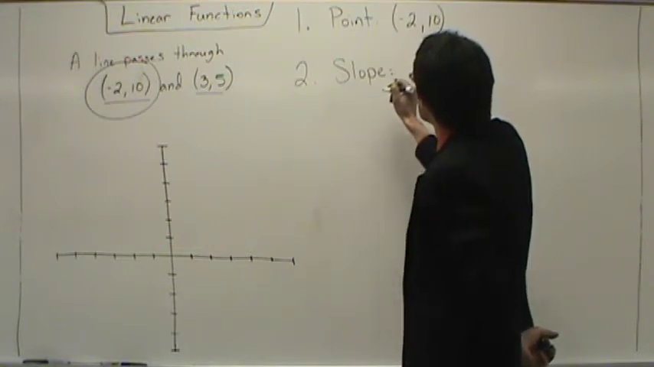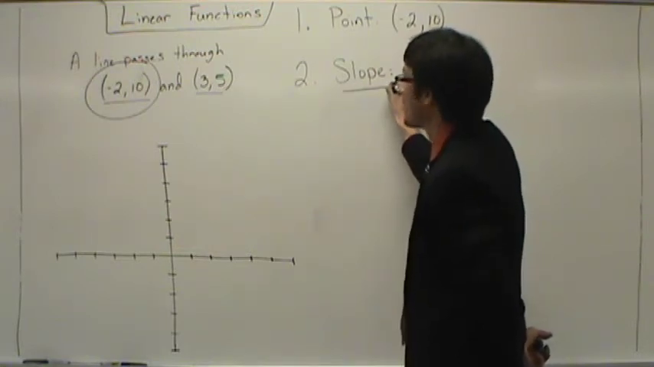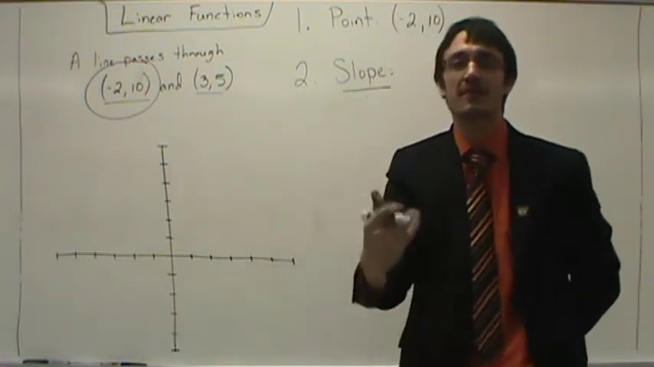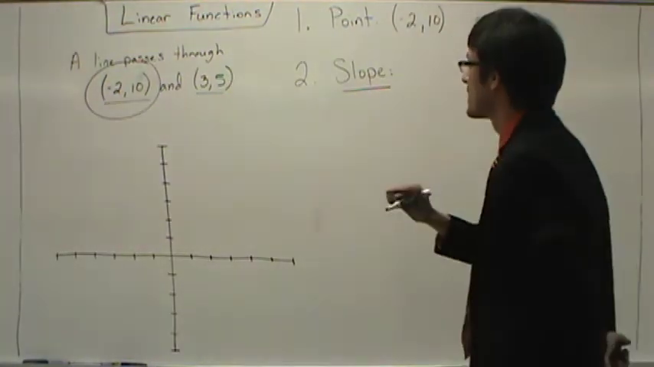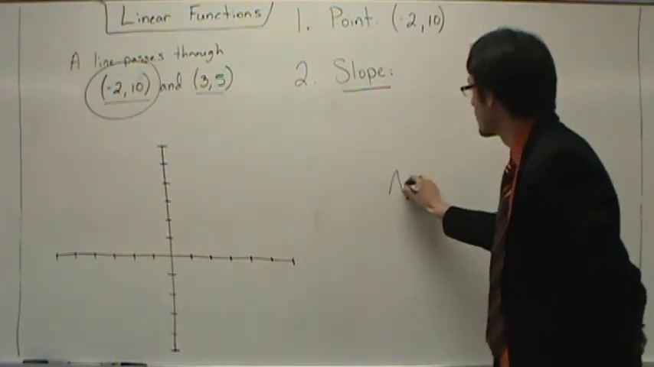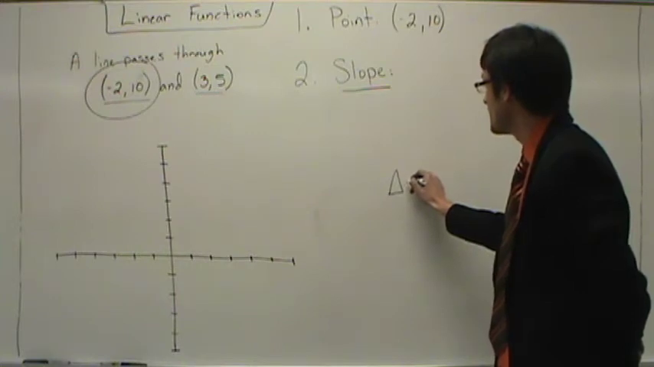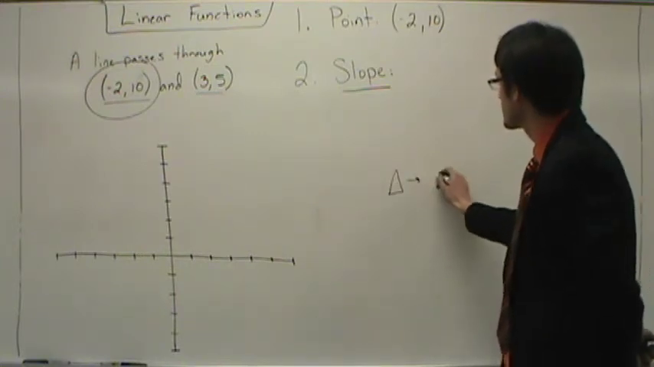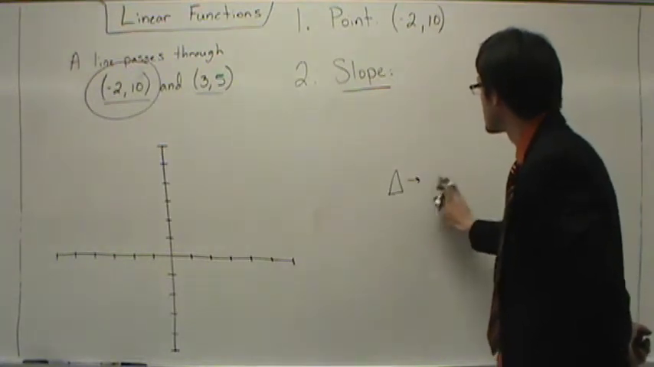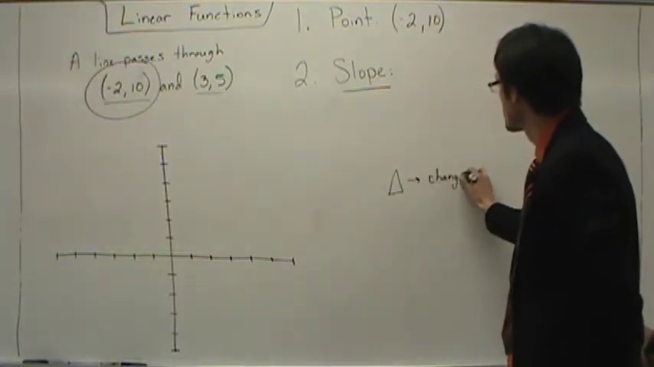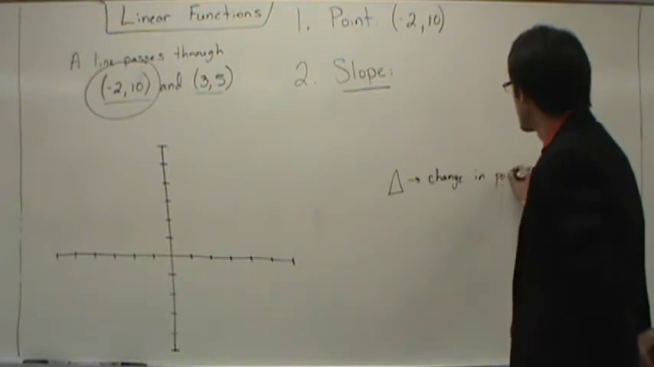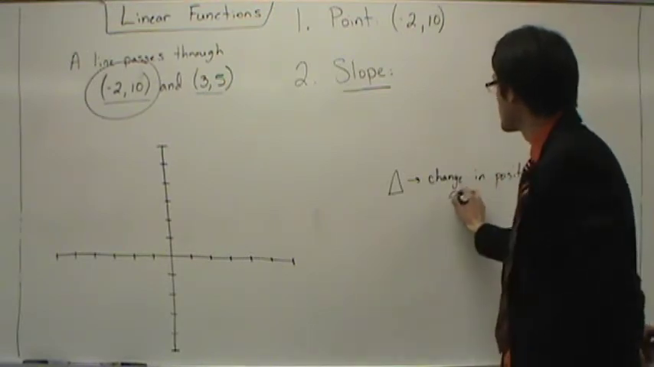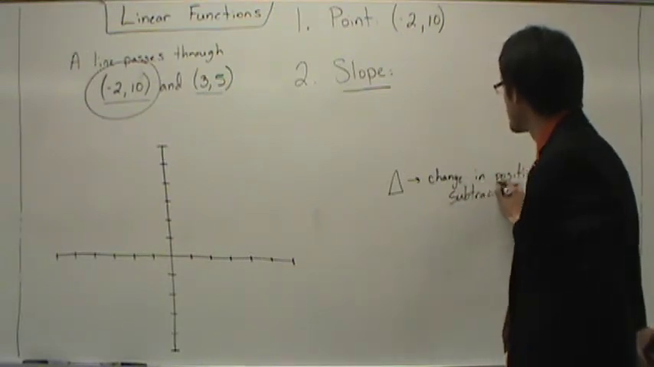And, slope. Well, they don't give us a slope. Okay, so you have to find your slope. And this goes back to our definition. Yesterday, what did we say? We said that delta means, okay, the name of the symbol is delta. Look at yesterday's video. Okay, delta means what? So, well, precisely, it means change in position. Or what? Subtract. Okay, we think of this as subtract.